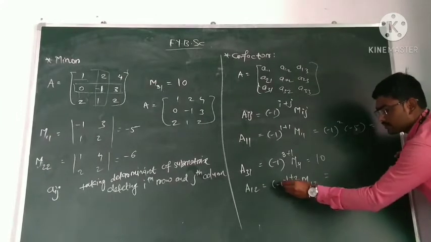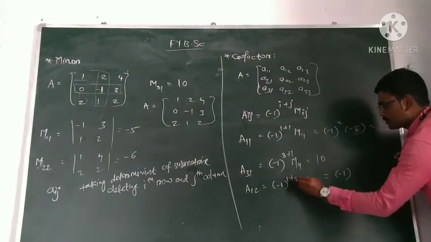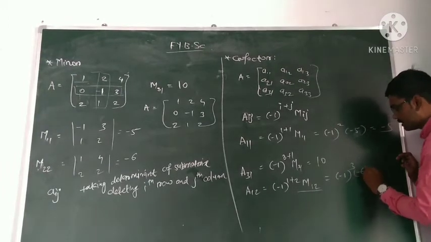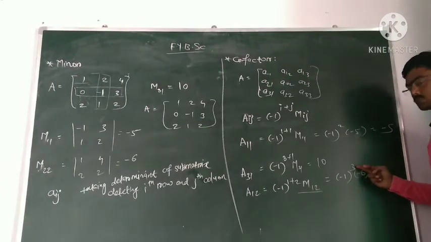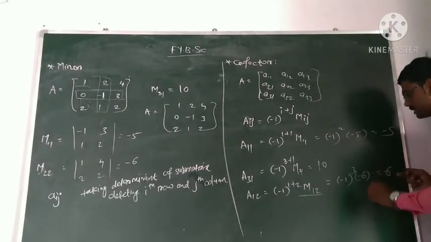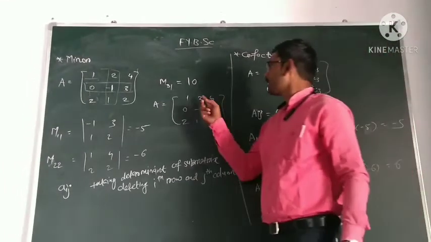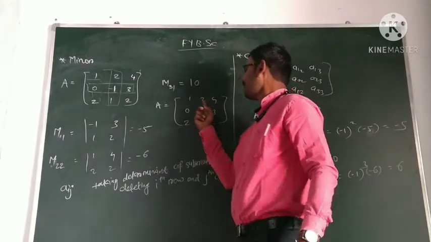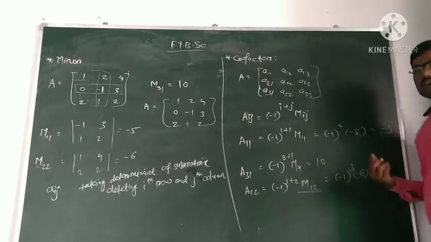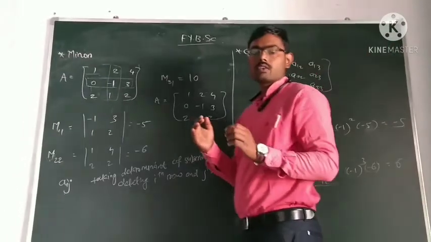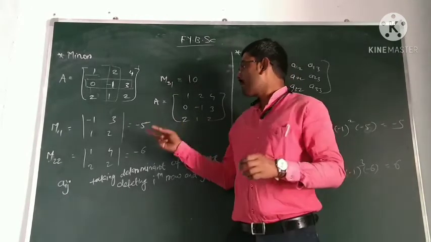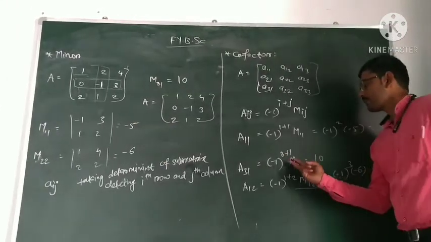So this is minus 1 raised to power 1 plus 2, which is 3, and M12 is minus 6. Now the cube of minus 1 is minus 1, times minus 6 is equal to plus 6. So the minor of this element 2 is minus 6, but the cofactor is plus 6. So what is the cofactor? The cofactor is just the signed minor, depending on the value minus 1 to the power i plus j into the minor.